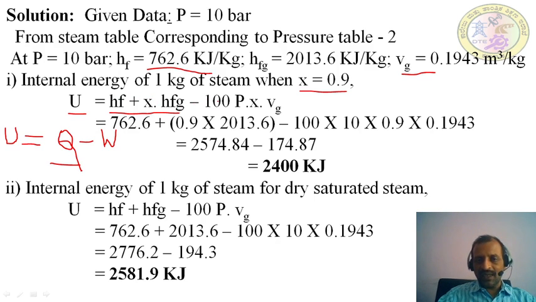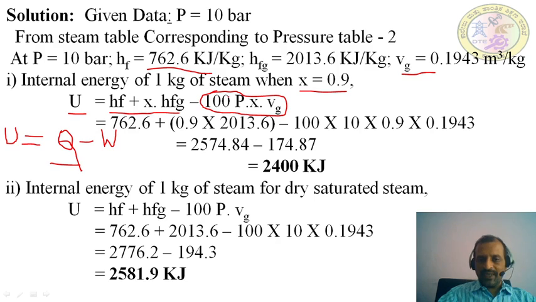Then minus 100 p x vg. This is the work done. What is the work done? P dV, that is pressure times change in volume. So it is P vg, but the steam is wet steam, so I'm introducing the dryness fraction x in between.